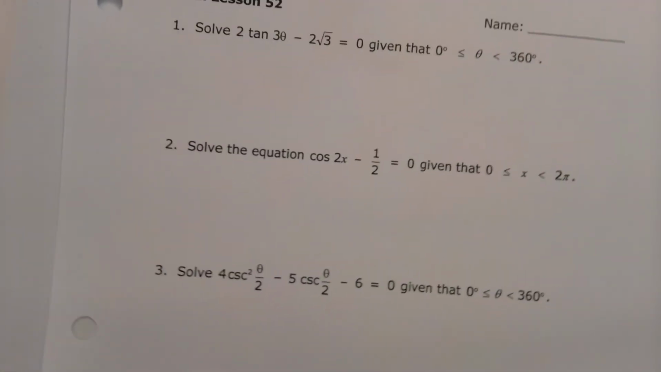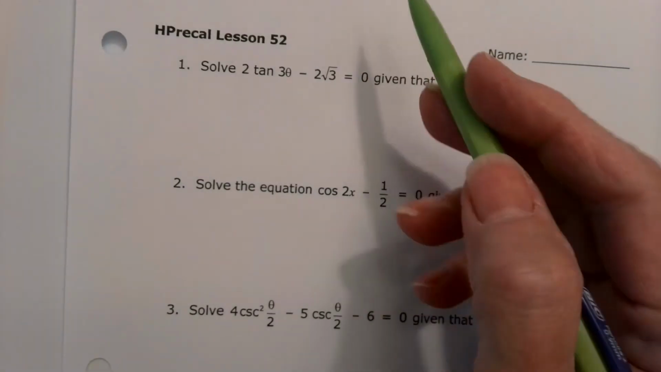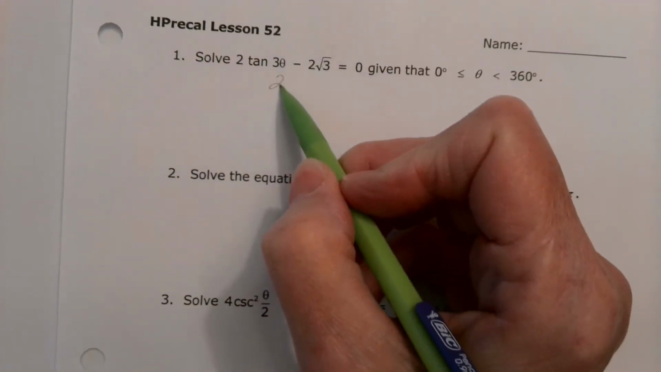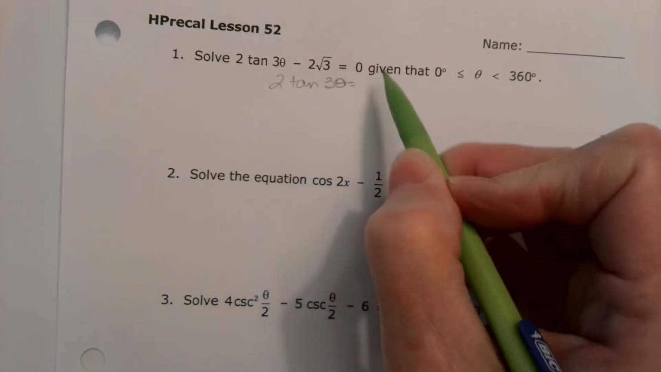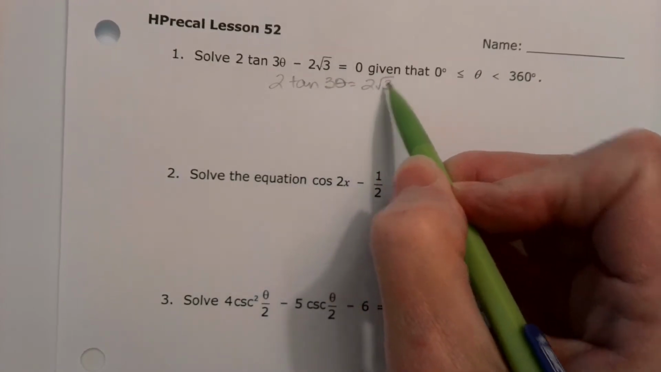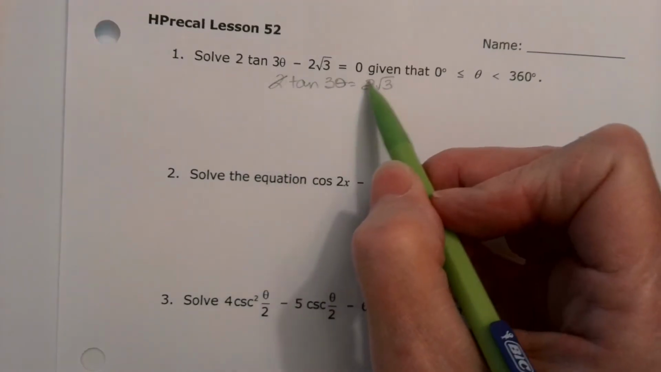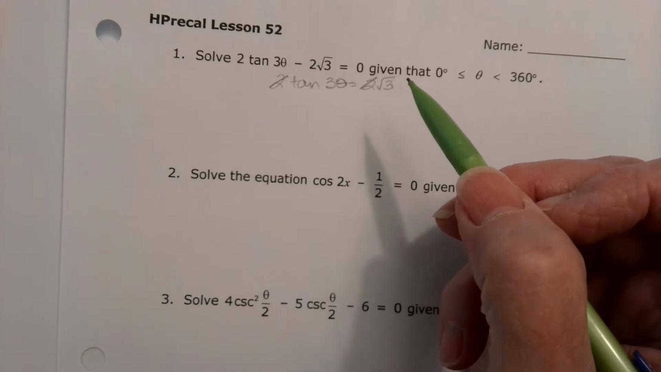Okay, we're going to start with lesson 52 today. What we're going to do is move this to the other side. So we have 2 times the tangent of 3 theta equals a positive 2 times the square root of 3. Then we're going to divide both sides by 2, and we'll have the tangent of 3 theta equals the square root of 3.